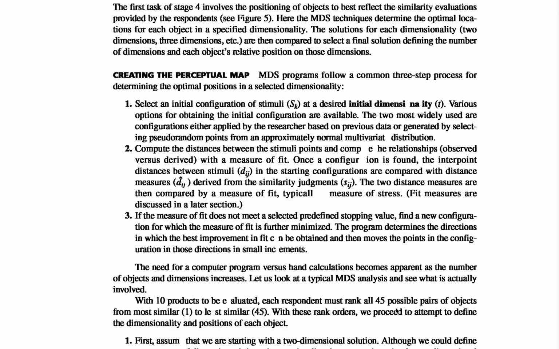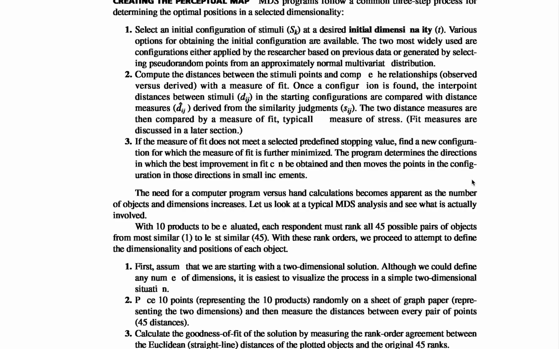Number 2, compute the distances between the points and compare the relationship observed versus derived with a measure of fit. Once the configuration is found, the interpoint distances between the stimuli are computed. These starting configuration distances are comparable with the distance measurements derived from the similarity judgments. The two distance measurements are then compared by a measure of fit, typically a measure of stress, which is discussed in a later section.